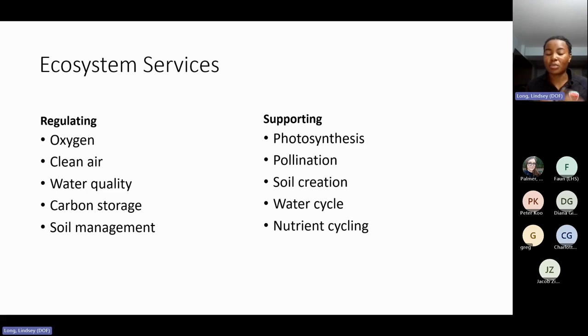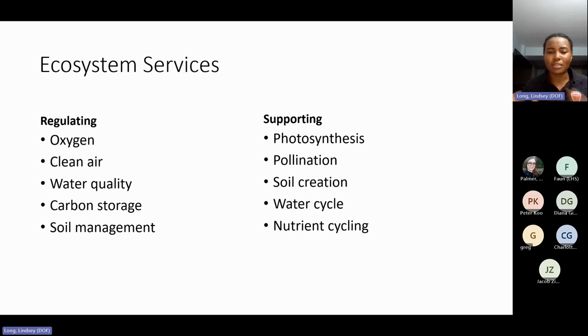So supporting is really the linchpin that holds everything else together. It'll be photosynthesis, pollination, soil creation, the water cycle, and the nutrient cycle. A lot of those products are stuck directly into regulating services. So our water cycle gives us good water quality. Nutrient cycling gives us carbon storage and soil management. So it's kind of like a 1-to-1. And then if you take regulating things one step further and compound them, it gives you our provisioning and cultural.